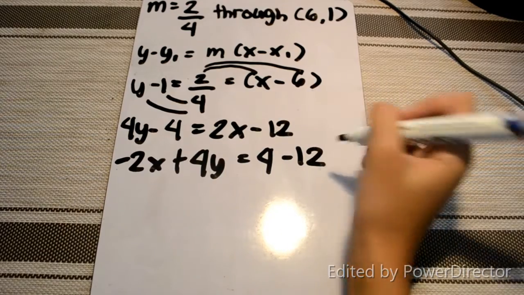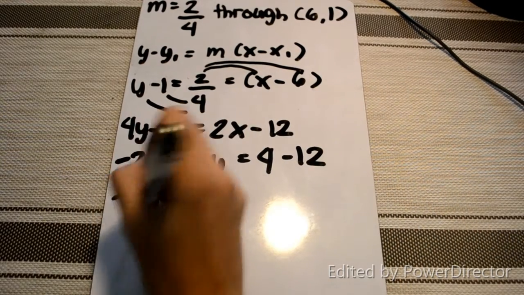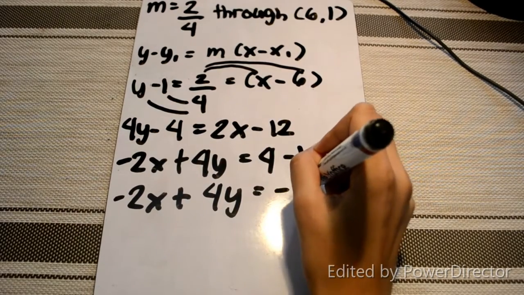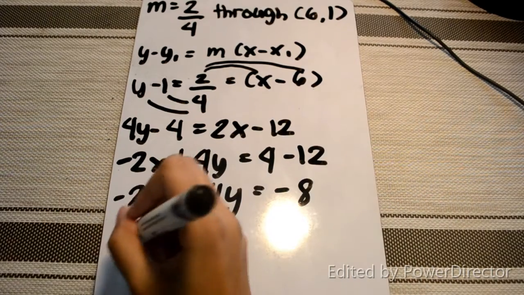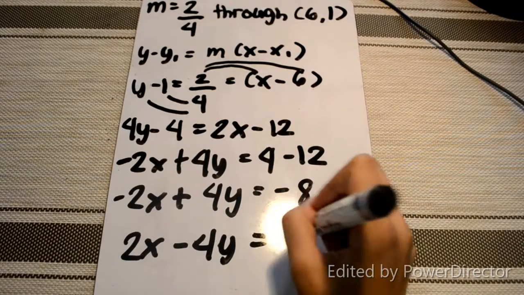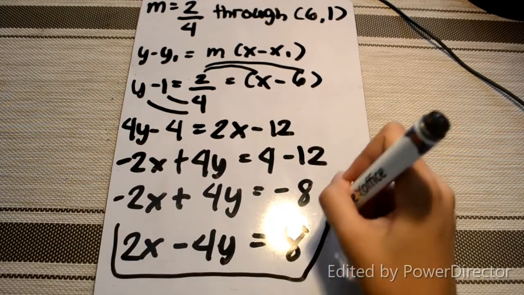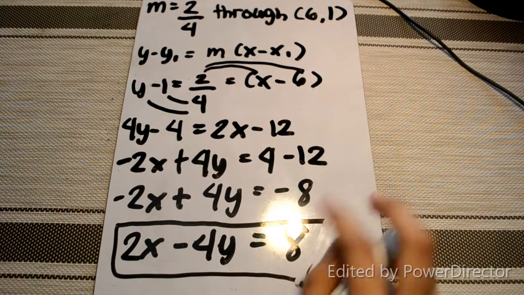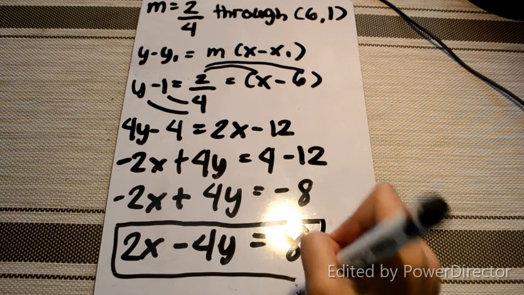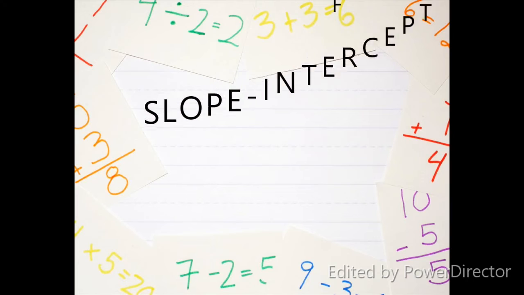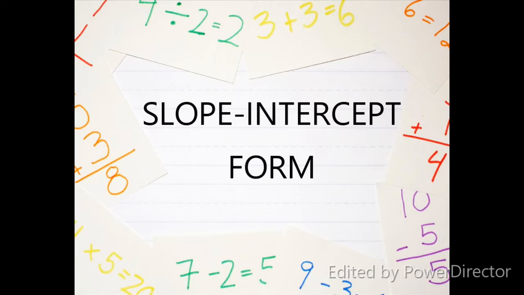We can perform the operation in the second expression. So, we now have -2x plus 4y equals -8. But in an equation, the first variable must always be in a positive value. Therefore, we need to multiply the whole equation with -1 to get 2x minus 4y equals 8. Therefore, 2x minus 4y equals 8 is the point slope form of m equals 2/4 through (6, 1) in standard form. Now, we will solve using the slope-intercept form.